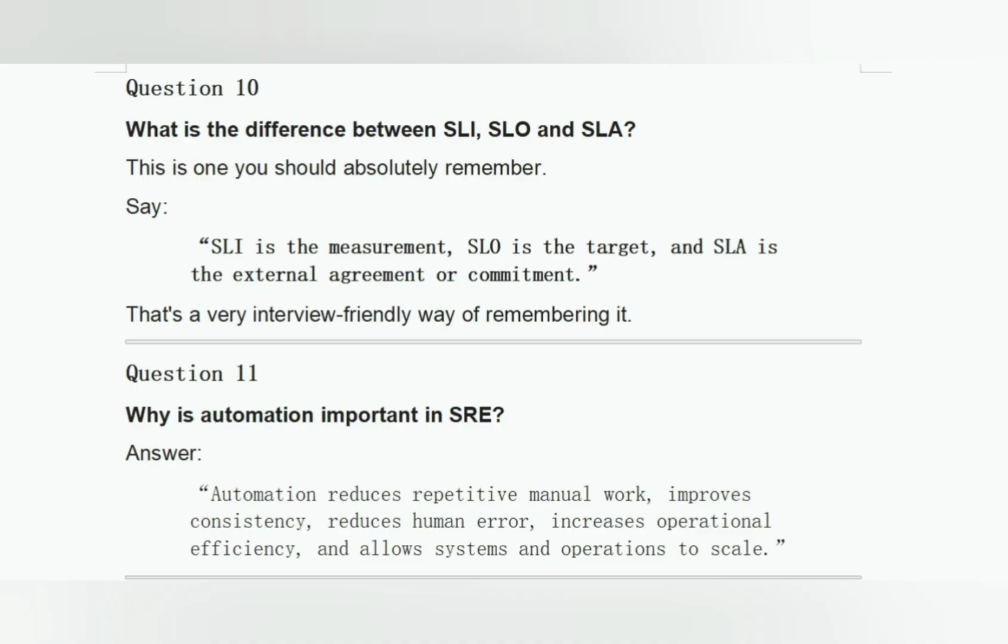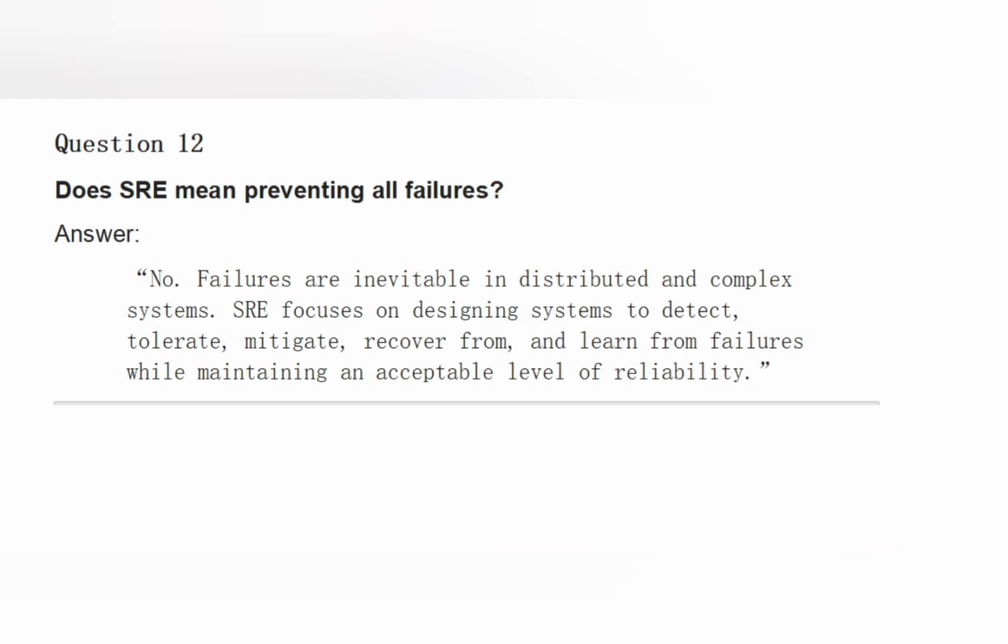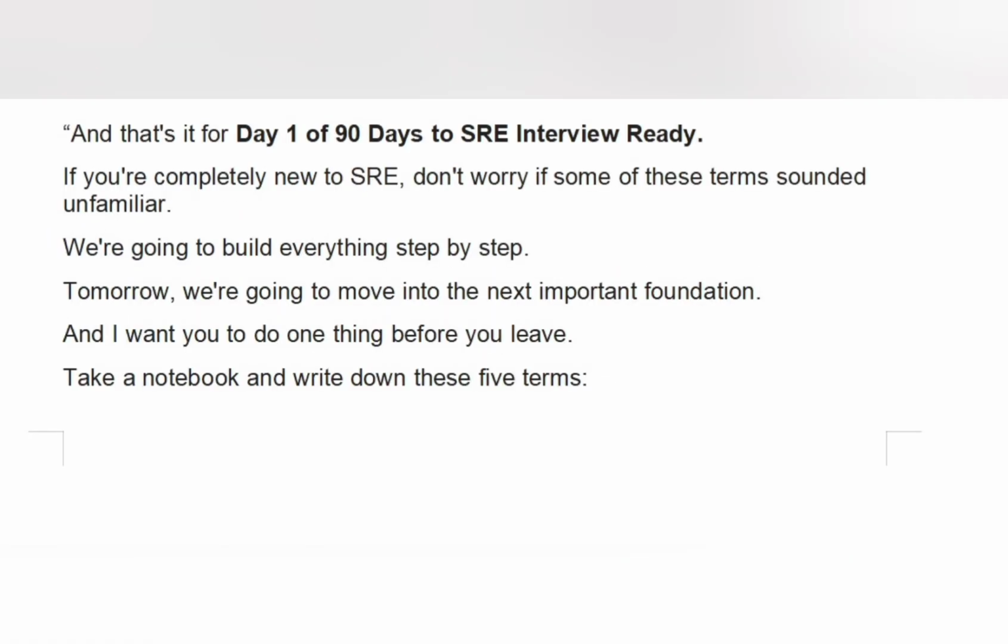Then comes why is automation important in SRE? So automation reduces the repetitive manual work, improves the consistency, reduces the human error, increases the operational efficiency, and allows the systems and operations to scale. Then comes, does SRE mean preventing all the failures? No, failures are inevitable in distributed and complex systems. SRE focuses on designing systems to detect, tolerate, mitigate, recover from, and learn from failures while maintaining an acceptable level of reliability. And that's it for day 1 of the 90 days SRE interview series.